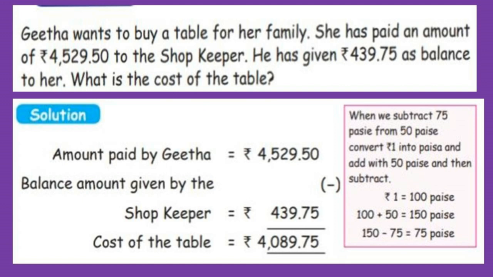Amount paid by Geeta is 4,529 rupees 50 paise. The balance amount given by the shopkeeper is 439 rupees and 75 paise. When we subtract both the things, you will get the answer 4,089 rupees 75 paise. We already know how to do paise subtraction. Always remember that 1 rupee equals 100 paise. It is very, very important.